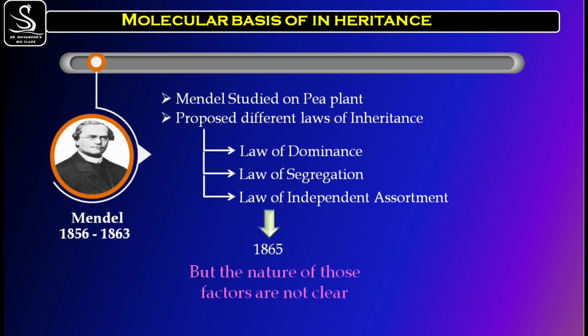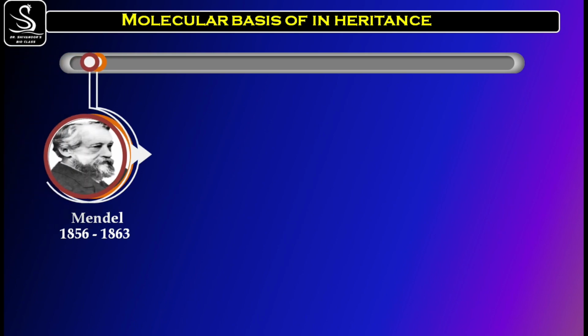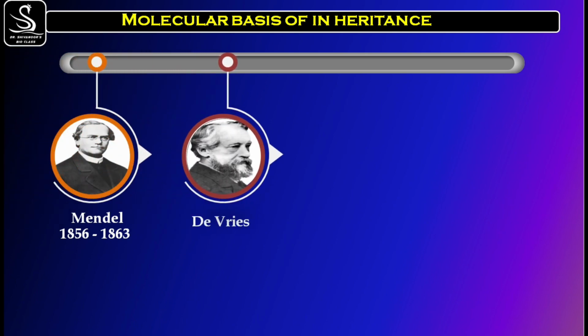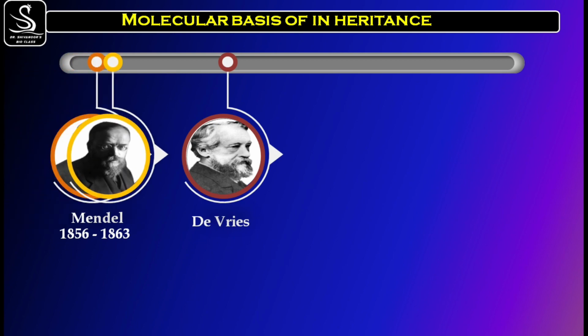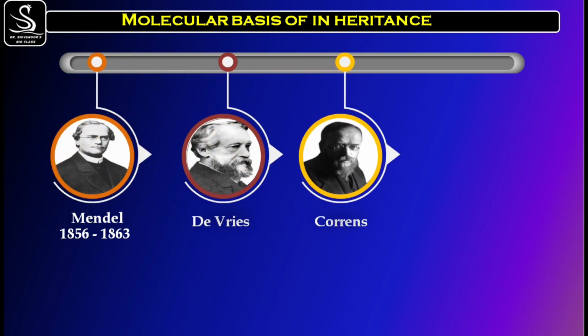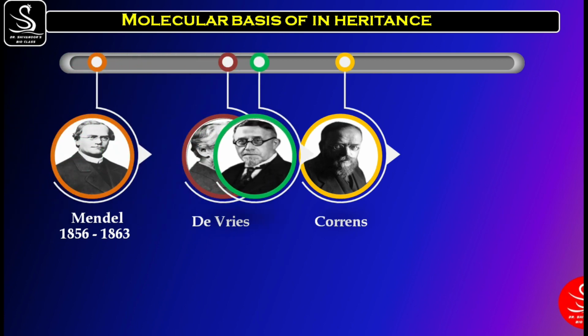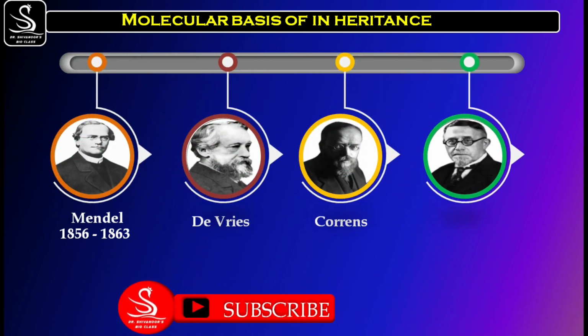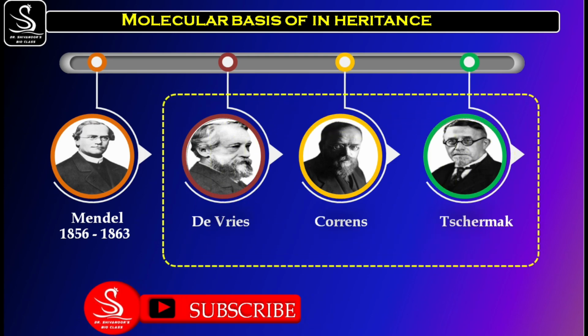Remember, my dear students, he died in the year 1884. Till his death, no one recognized Mendel's work. But fortunately, in the year 1900, Hugo de Vries, one more scientist Carl Correns, and a third scientist, Tschermak, all three told the same thing. All of them independently rediscovered Mendel's work.